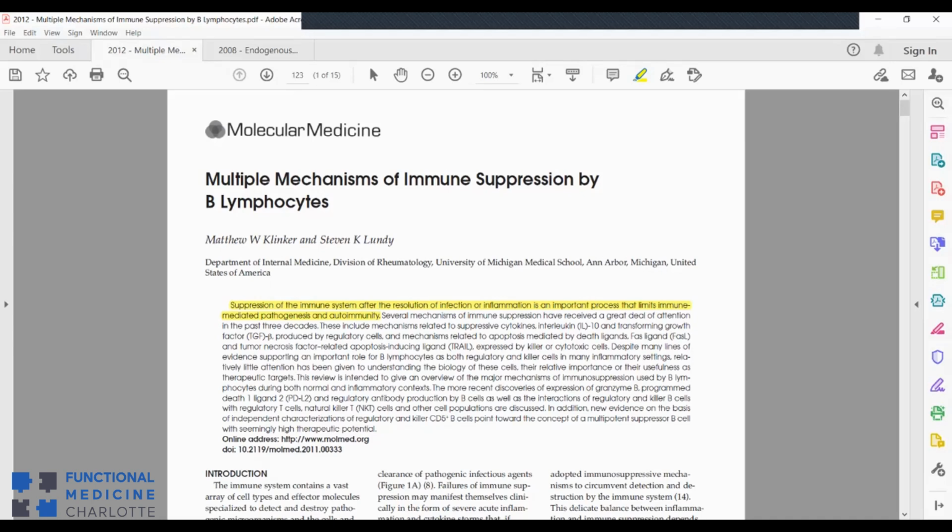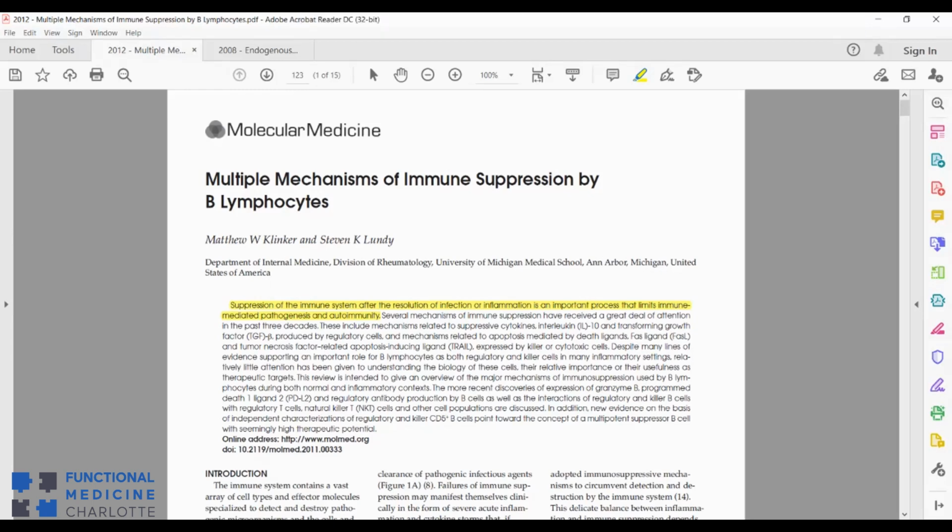So this study is from the Journal of Molecular Medicine, and the first line says, suppression of the immune system after the resolution of infection or inflammation is an important process that limits immune-mediated pathogenesis and autoimmunity. So what that says is that if someone's inflamed due to infection or due to inflammation from another cause, like say trauma or exposure to some toxin or something, the inflammation is the response by the immune system, and that's appropriate, right?